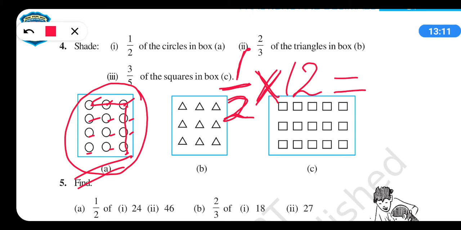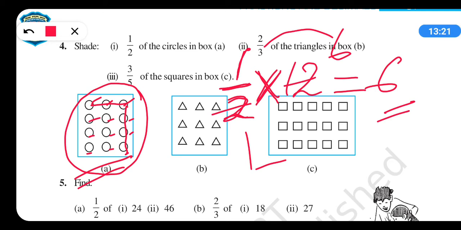Now first solve it. 2 1 ja 2 and 2 6 ja 12. So solve it. 6 into 1 is 6, and upon 1, so it is 6. So how many circles you have to shade? 6. Shade any 6, right. So in this way you can shade any 6 circles.